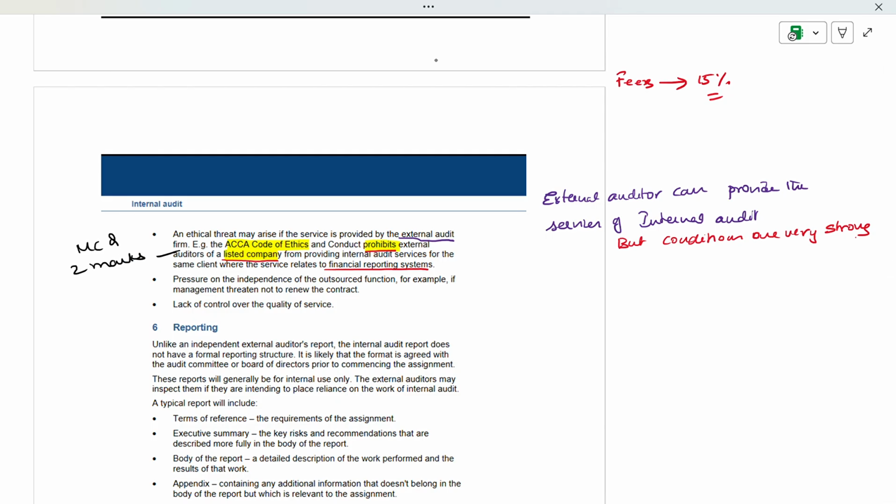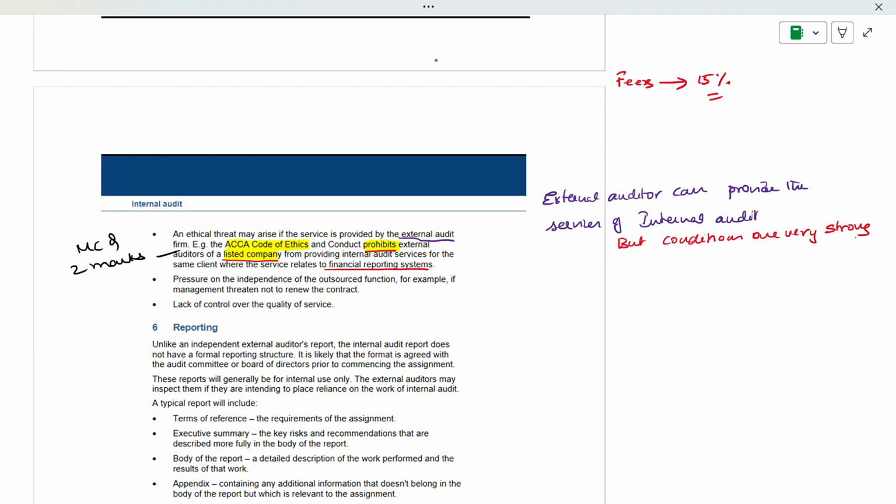MCQ. This is what a 2 marks MCQ would be: you should not provide services to the listed company. They will mention in the question whether it is a listed company or a non-listed company.